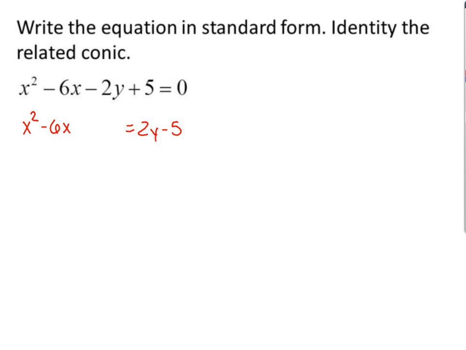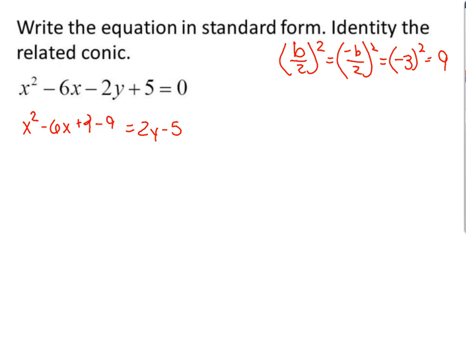Now, we are going to need this to be a perfect square trinomial on the left side, so we are going to have to complete the square. Remember, we do b over 2 squared. Our b value is -6. -6 divided by 2 gives me -3, and -3 squared is 9. So we're going to add a 9 and subtract a 9, or put a positive and -9.